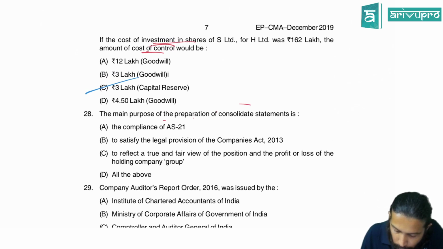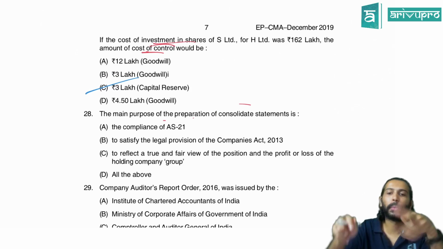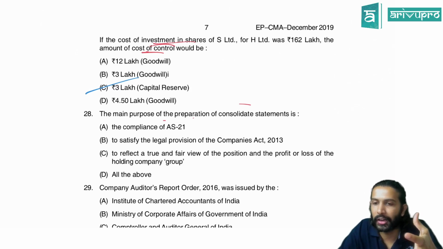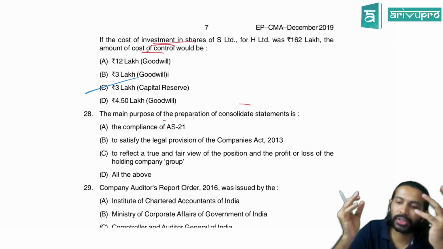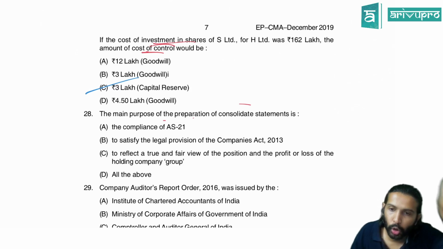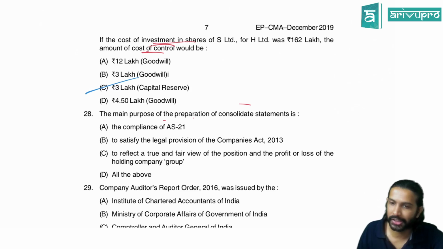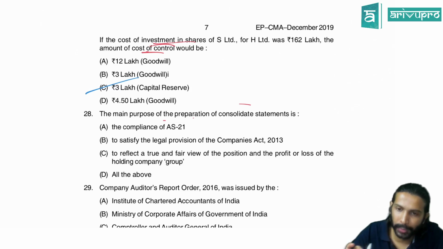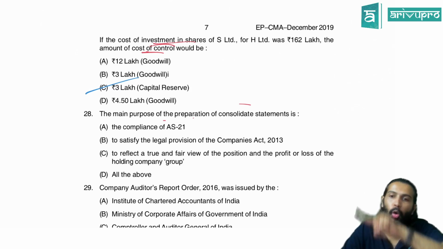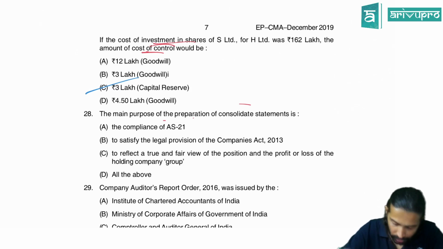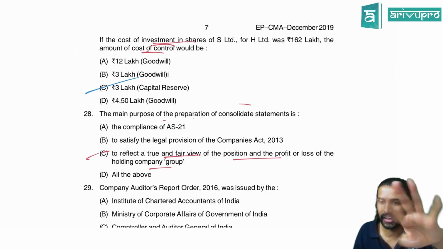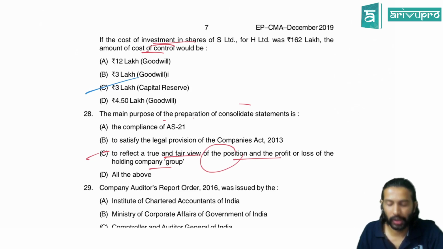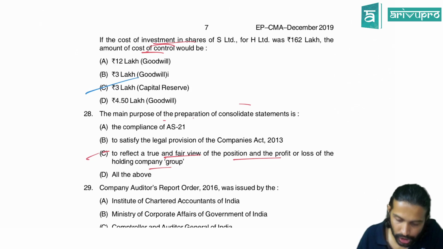Next, the main purpose of preparing consolidated financial statements. Why do you prepare them? Consolidated financial statements mean you take the holding company's financial statements, add the subsidiary's financial statements, so that you get the group's financial statements. That is the intention, to know the overview or financial position of the group. So the answer should be to reflect the true and fair view of the position and the profit and loss of the group. Hence the answer is C.